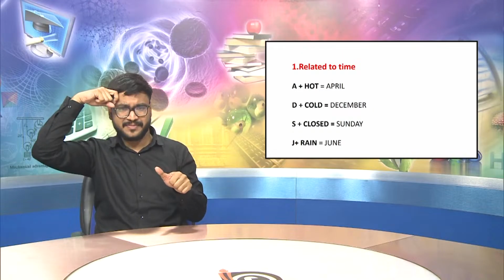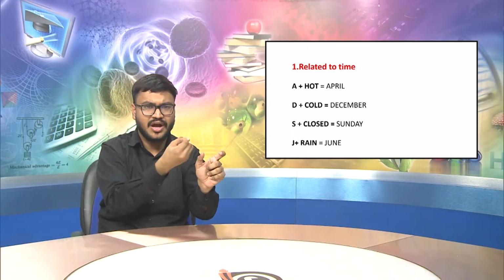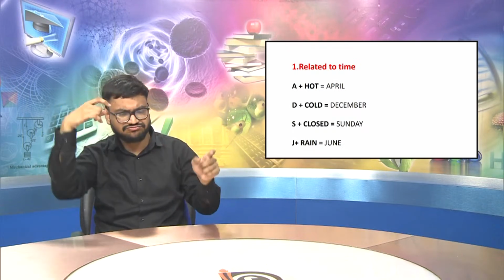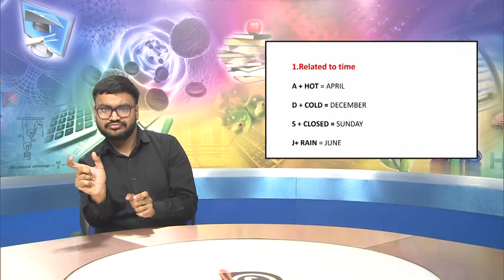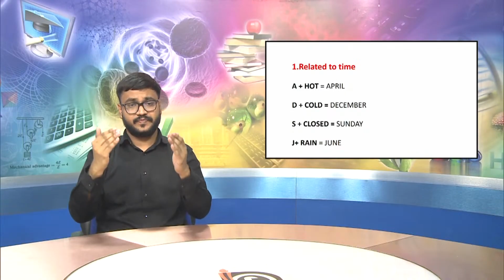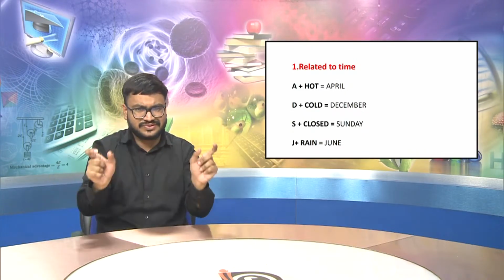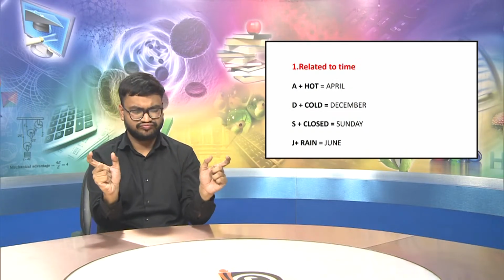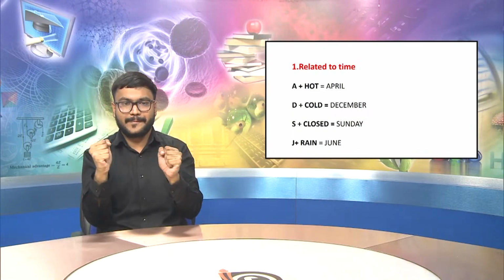For example, the sign of April. For the April sign, we use the initial of April and the sign of hot, and combining them, we get the sign of April. Same is for December. We use the sign of the initial along with the sign of gold, and combining them, we get the sign of December.